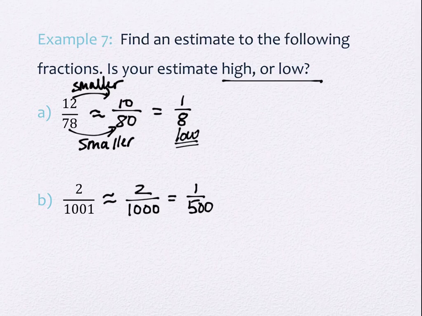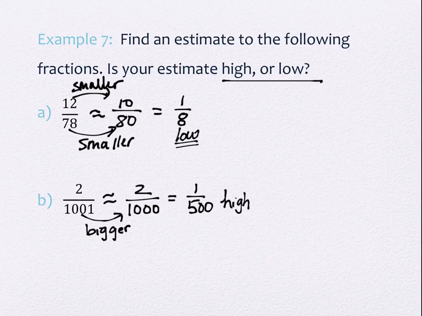Now, if I've only changed the denominator, in this case I made the denominator smaller, which means I make the whole fraction bigger. The denominator didn't become bigger, but the fraction became bigger. Because instead of dividing something among 1001 people, I'm only dividing it among 1,000 people. So everybody gets like one bite more of the fish and loaves or something. So it's slightly bigger. So this is a high estimate because I made the fraction slightly bigger.